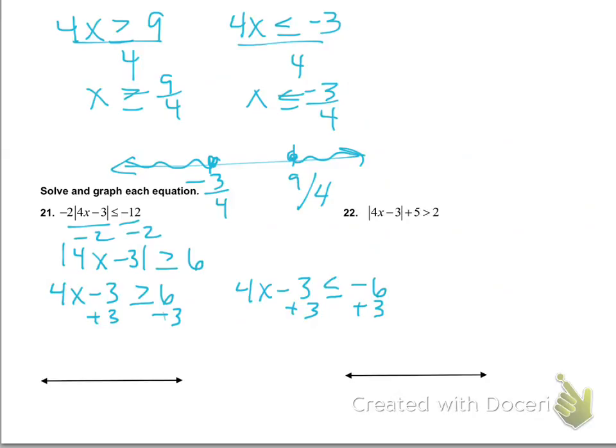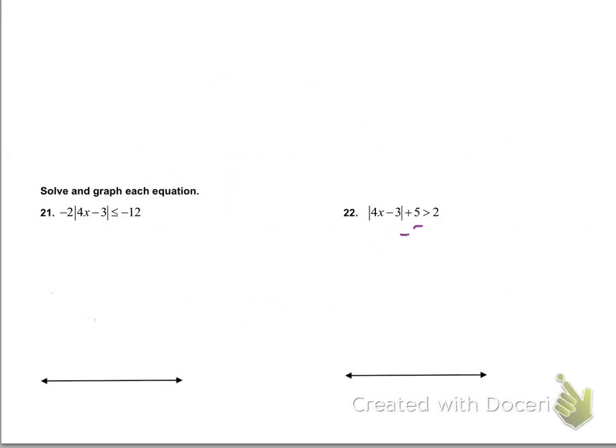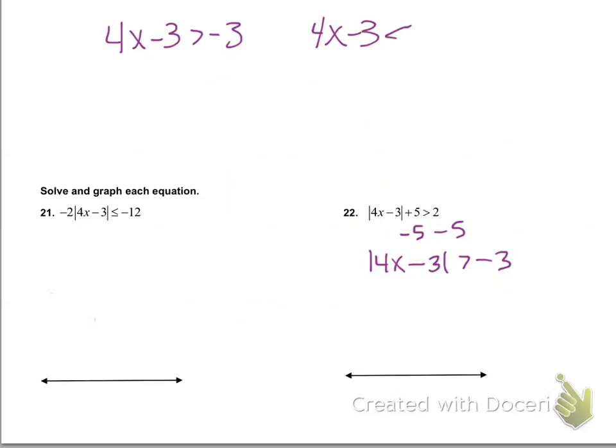Okay, I'm going to erase this so that I can do number 22. Okay, first we got to get rid of the things not attached to absolute value, so we need to subtract 5. Now we go into our split. 4x minus 3 is greater than negative 3. 4x minus 3, flip the sign. So we got to add 3 to both.